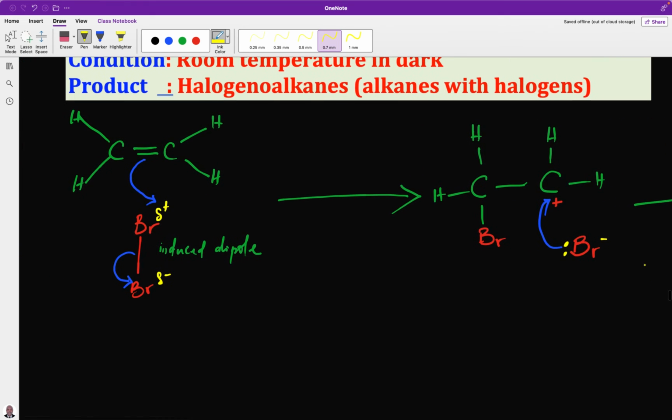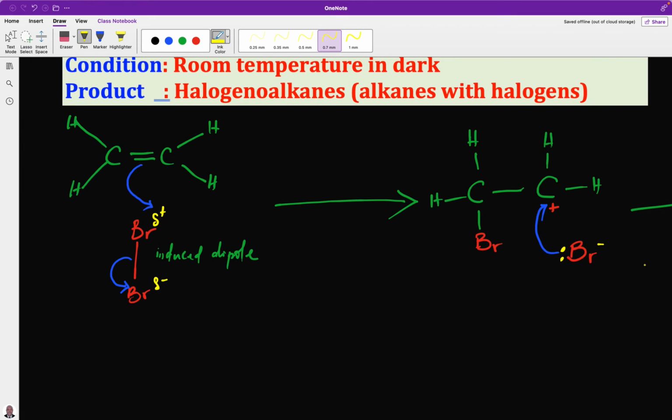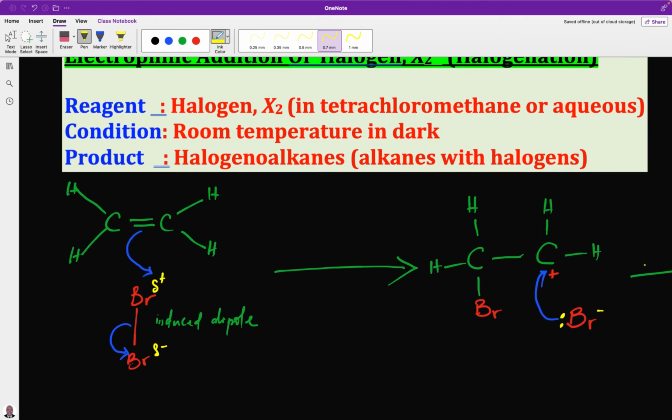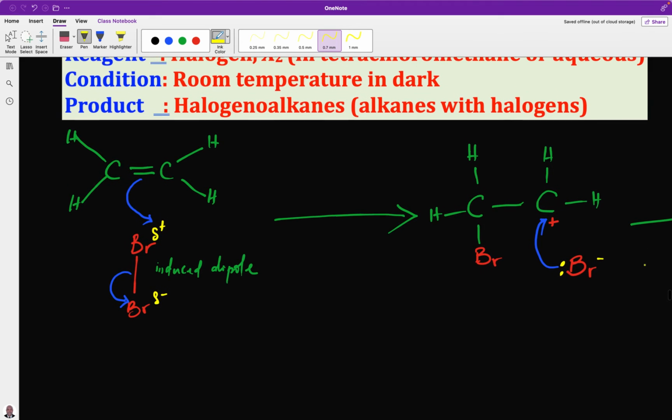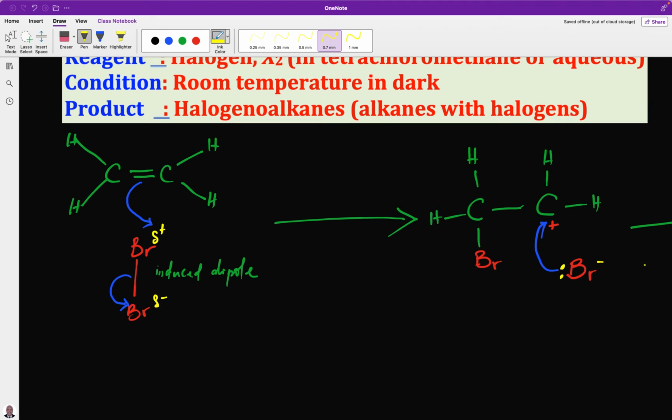Learners, let me go again. Addition of a halogen to what? To an alkene. This takes place under the condition of room temperature, in the dark. See what happens? I told you that the ethene molecule is not polar. The bromine molecule is not polar.